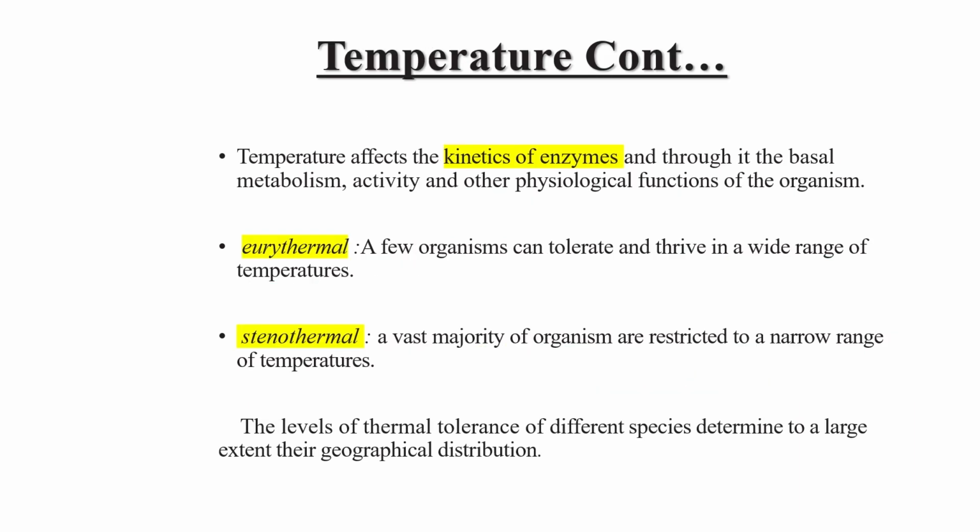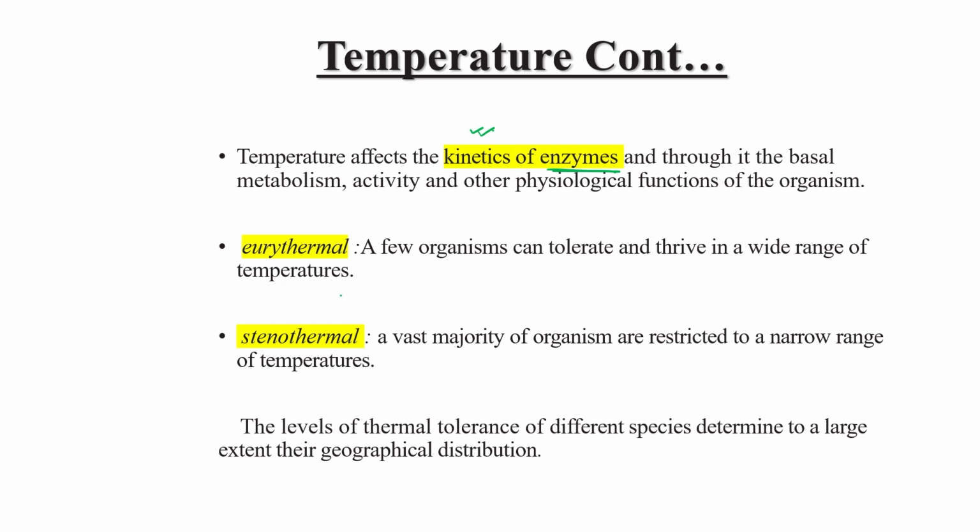Clear? So temperature, we all understand, affects the kinetics of enzymes, through which it affects the basal metabolism activity and other physiological functions of the organism. Enzyme is required for all kinds of physiological functions of an organism, and temperature affects the enzyme kinetics, because enzyme works at a specific temperature. Okay, if temperature is high, enzyme gets denatured. If temperature is low, enzyme gets deactivated. So temperature affects the kinetics of enzyme.